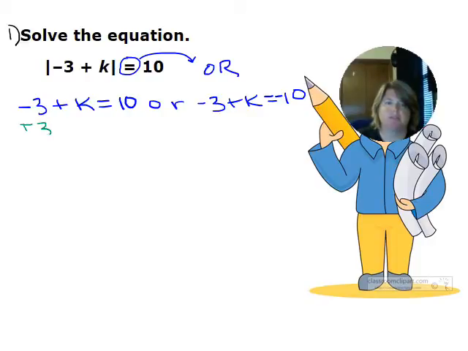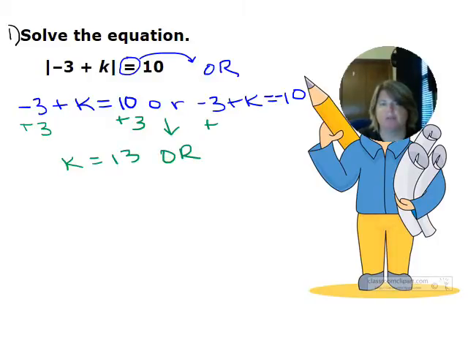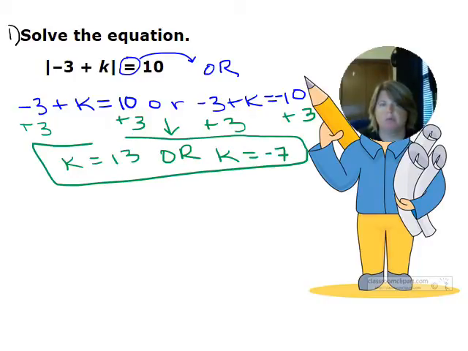We're going to add 3 to both sides. We get k equals 13, bring the or down, and then over here we add 3 to both sides, and k is going to be negative 7. We don't have to graph because it just said solve, and both of these solutions with the word or in between them is our whole answer.